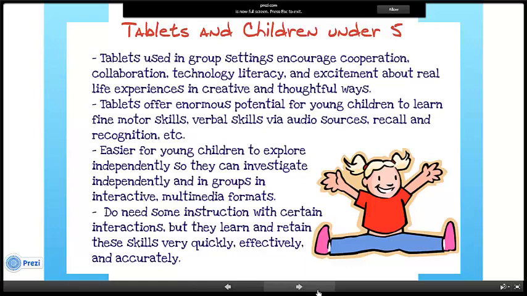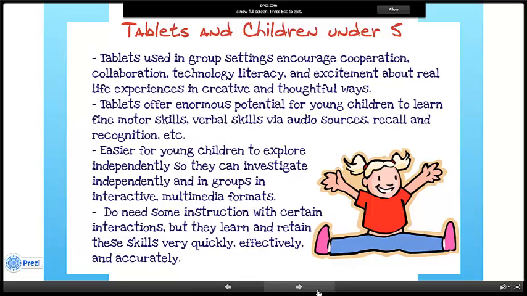Tablet applications offer enormous potential for young children to learn fine motor skills, verbal skills via audio sources, recall and recognition, etc. In looking at 2 to 3-year-old children in a preschool classroom, researchers found that whether in a home or educational setting, children's ability to work and explore independently with the tablet device is much greater than with traditional computers, and so enhances the preschool teacher's ability to conduct investigative projects in classrooms with young children, both independently and in groups, in interactive multimedia formats.